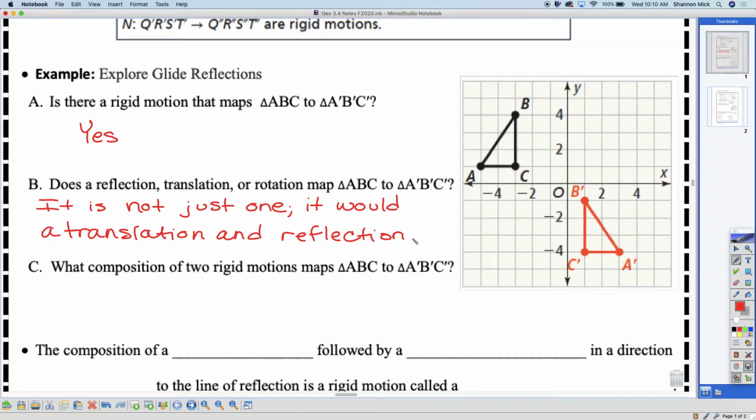So what I want to look at is, let's see, what do you want to do, reflection or translation first? Reflection. Reflection, okay, so it's a reflection over what?